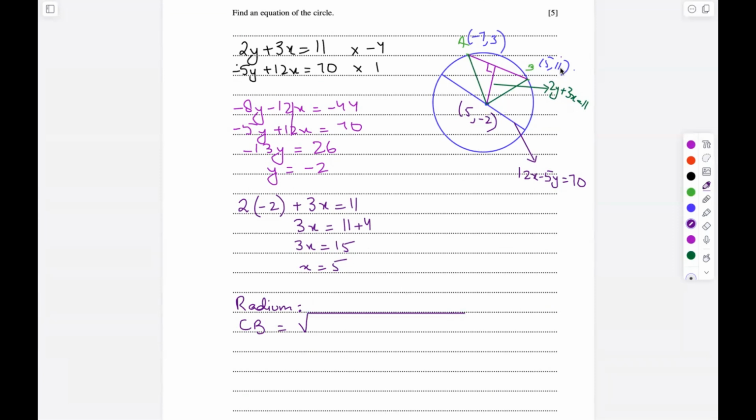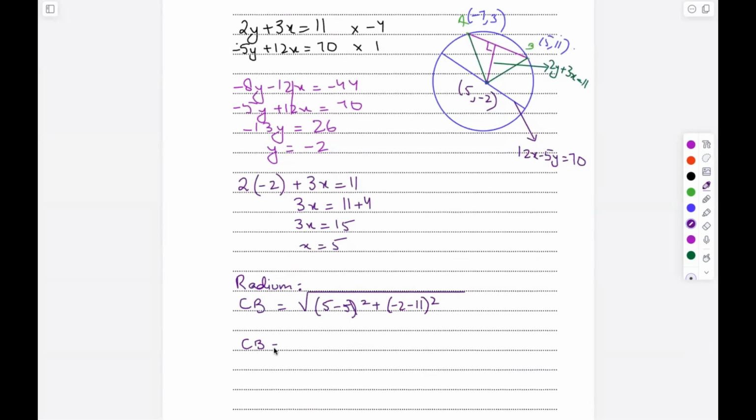So we can use x2 minus x1. So that will become (5 minus 5) whole squared plus, and the y coordinates will become (-2 minus 11) whole squared. 5 minus 5 is 0. So the distance CB will be equal to the square root of 0 squared plus (-13) squared, which is equal to the square root of 169. So the radius will be equal to 13.